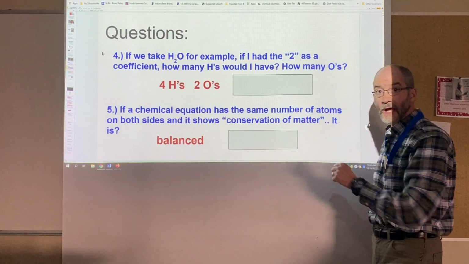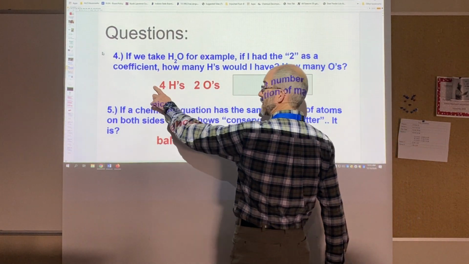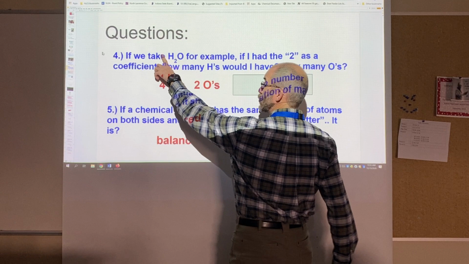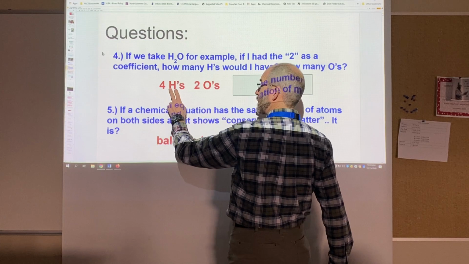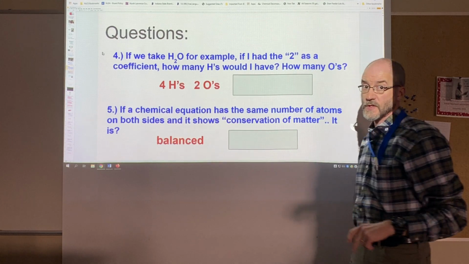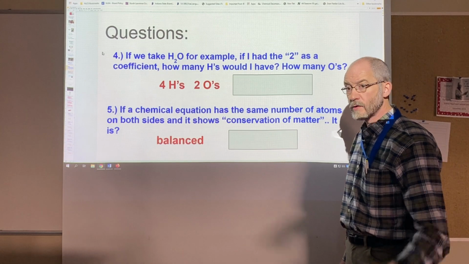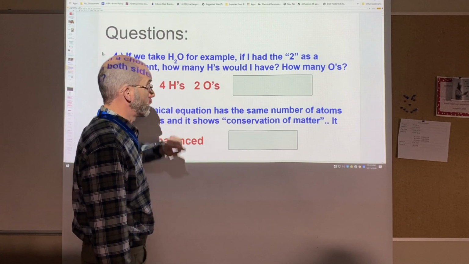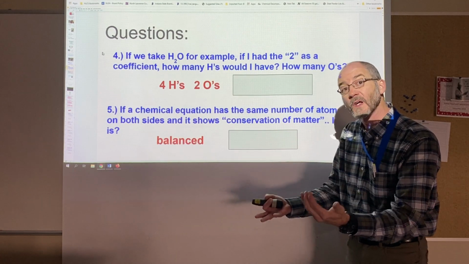Now, let's take H2O, for example. If I had the 2 as a coefficient, okay, so if I had a 2 as a coefficient based on what we just said, so I would put a 2 in front of this H2O, then how many hydrogens would I have? Well, I would have 2 times 2, so I would obviously have 4 hydrogens. I would have 2 times 1, so I would obviously have 2 oxygens. So think about that if you would, and sometimes maybe you need to stop and rewind or ponder a little bit, but I'm asking you if I had a 2 in front of the H2O. And sometimes you see that, and you will use coefficients to balance chemical equations.